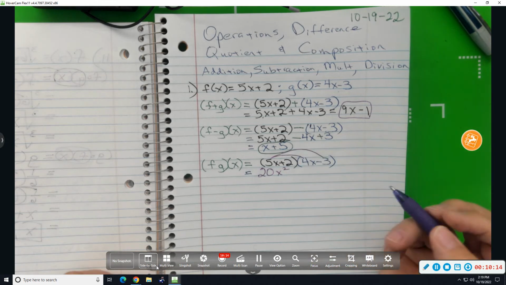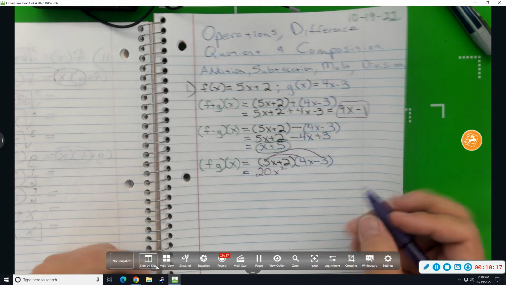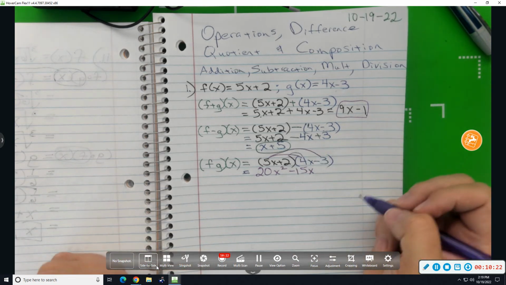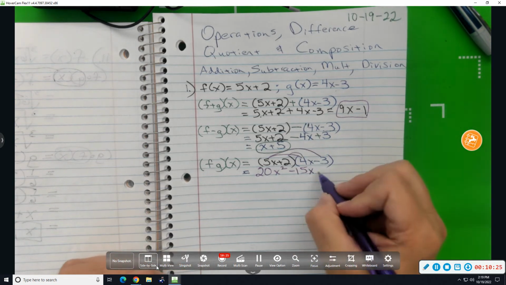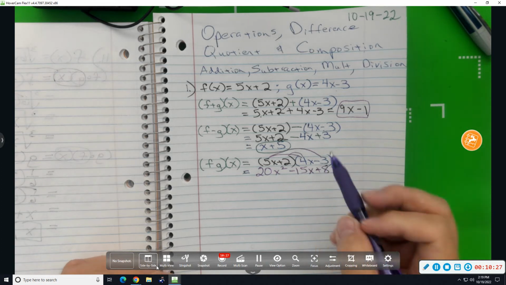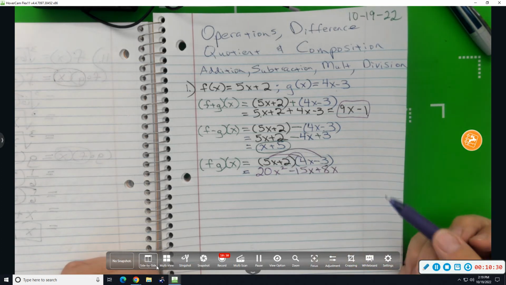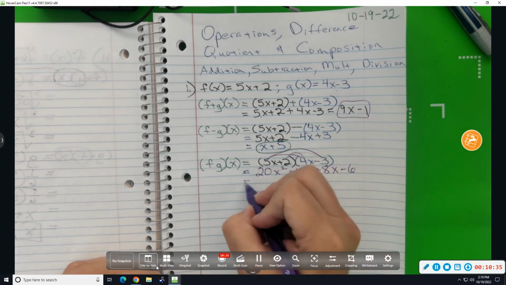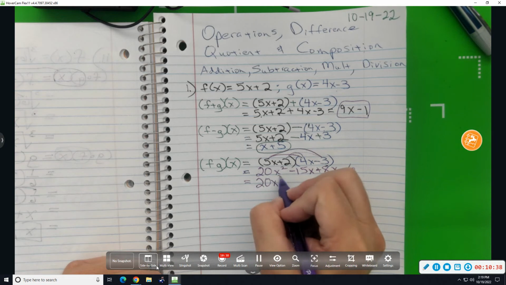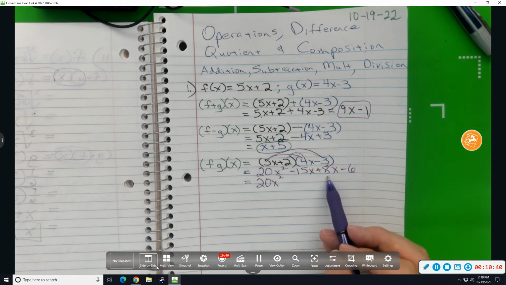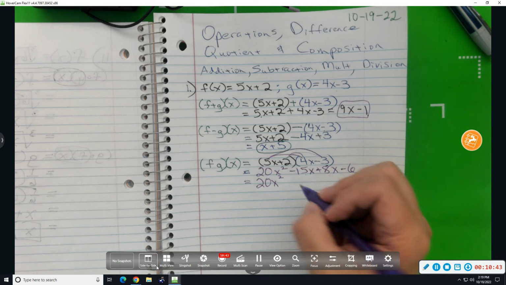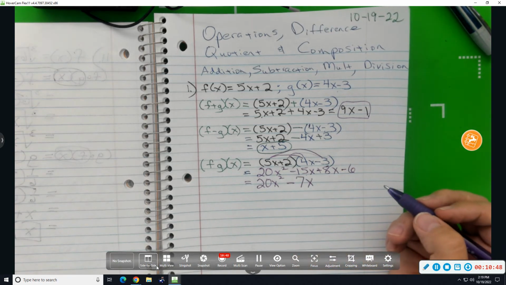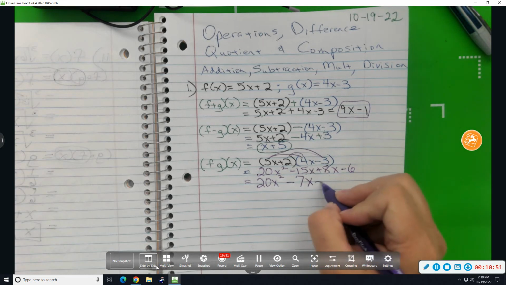Outer. Okay, so minus 15x. Inner. And last, positive 2 times negative 3 gives me a negative 6. So we have 20x squared, negative 15x plus 8x. That's a minus 7x. And what else do we still have stuck on there? The minus 6, I agree.